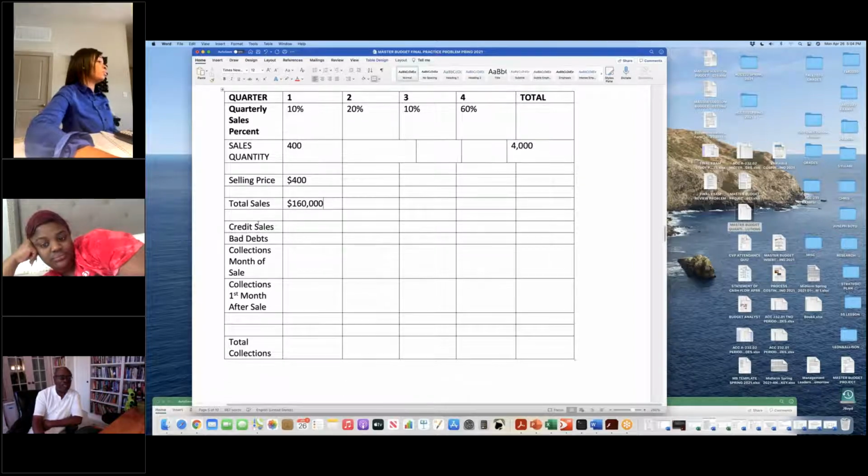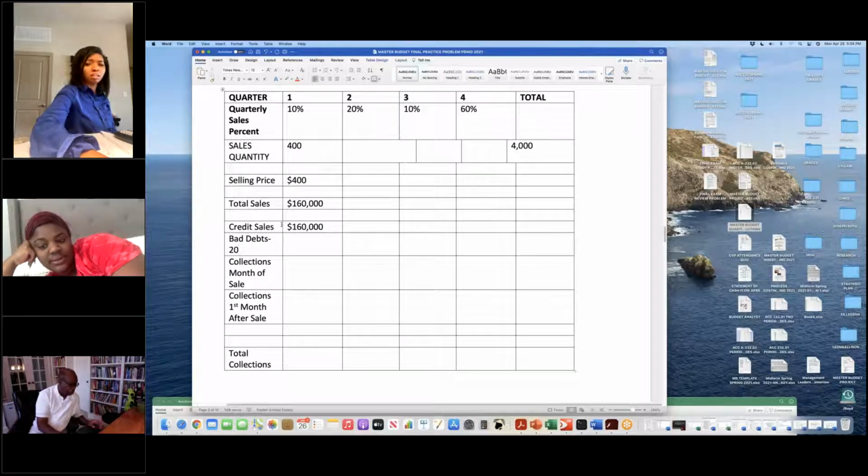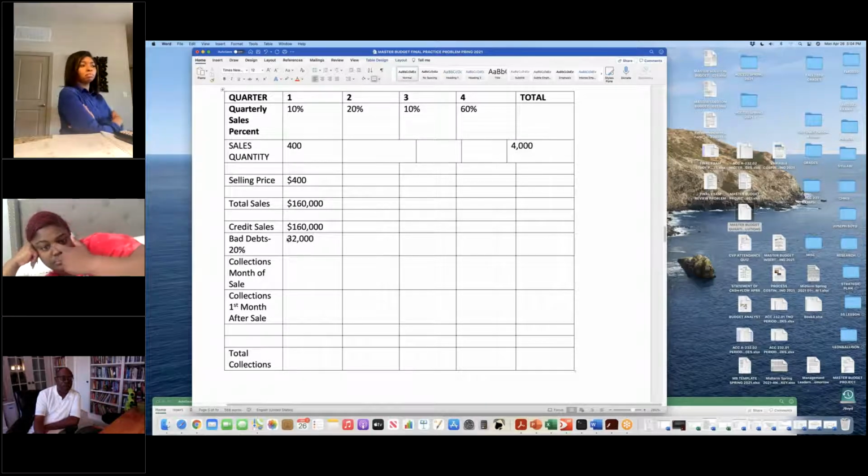He got me confused. And our credit sales, they're all credit sales. The bad debts, what was that percentage for bad debts? 20%. For the credit sales, did you just bring that down from the total sales? Yep, just brought it down. All the sales are credit sales, that just makes it simpler. So 20% is 32,000. That's going to be the bad debt amount.